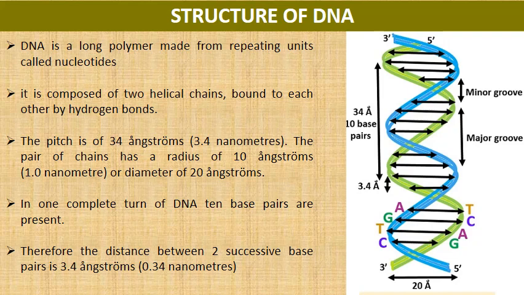Although each individual nucleotide repeating unit is very small, DNA polymers can be very large molecules containing millions to hundreds of millions of nucleotides. For example, the DNA in the largest human chromosome, chromosome number 1, consists of approximately 220 million base pairs, and what will happen if you straighten it? It will be about 85 millimeters long, that is 8.5 centimeters.